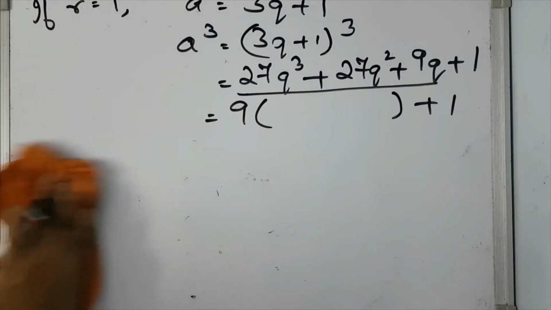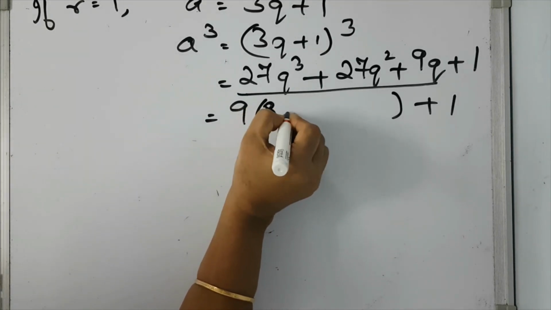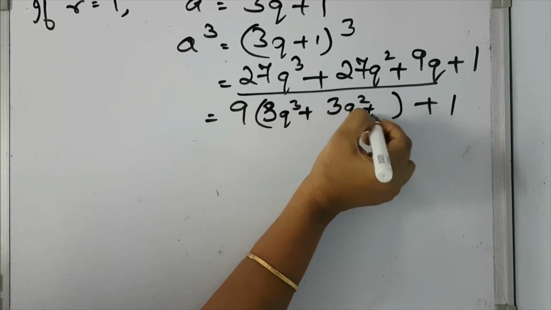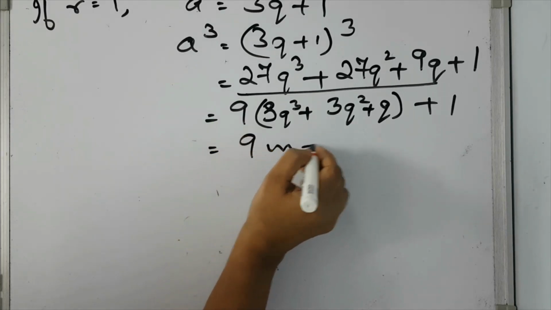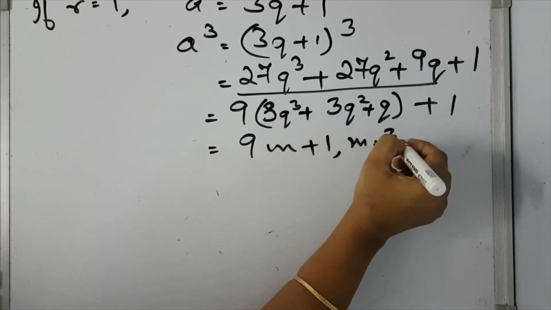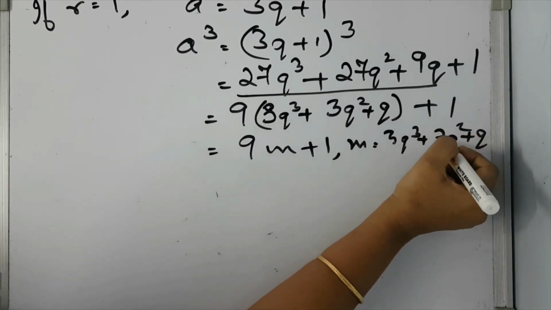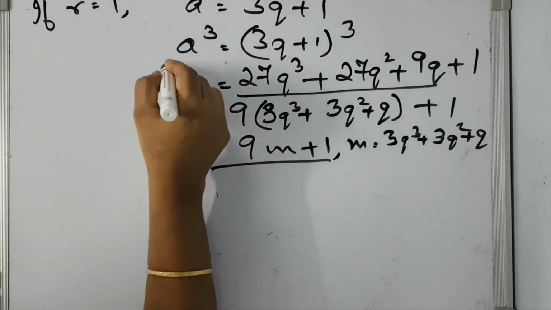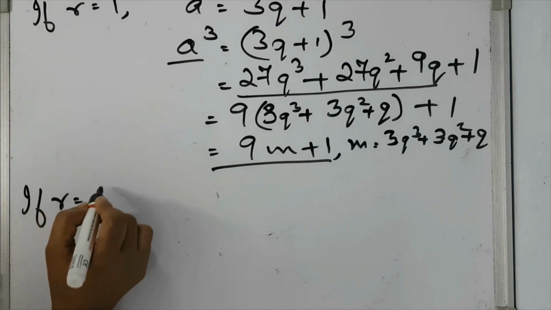What will m be? It will be 3q cube plus 3q square plus q. This is clearly in the form of 9m plus 1, where m is equal to 3q cube plus 3q square plus q. So you got 9m plus 1. a cube is in the form of 9m plus 1. Now let's give r as 2.